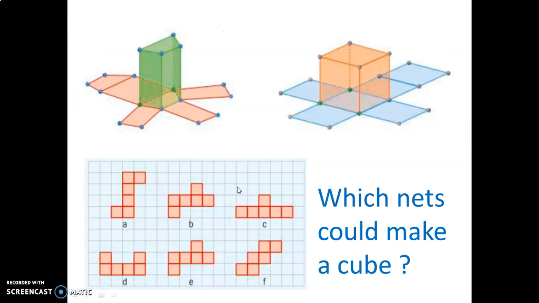Now that we've recapped midpoint and distance formulas, let's look at them in 3D space. So here are some 3D solids, and you can see they can unfold into what is called a net diagram, which is a 2D representation of the surface. So the question is, just to get your mind thinking in 3D, which of these nets could be folded to make a cube?